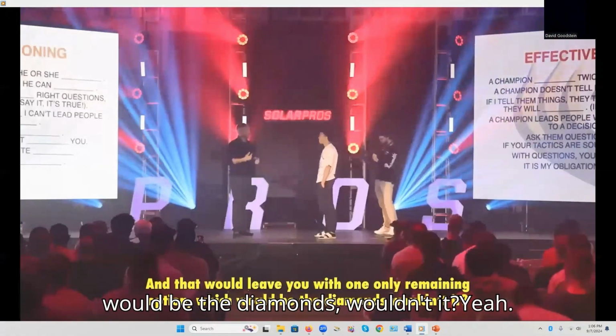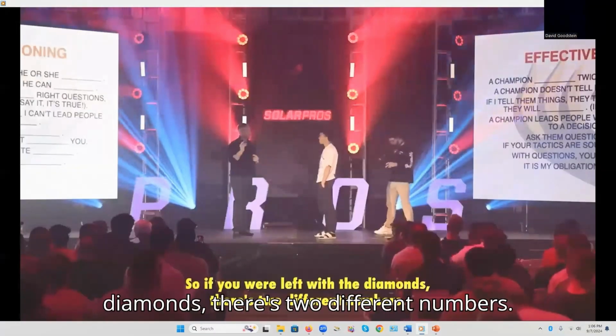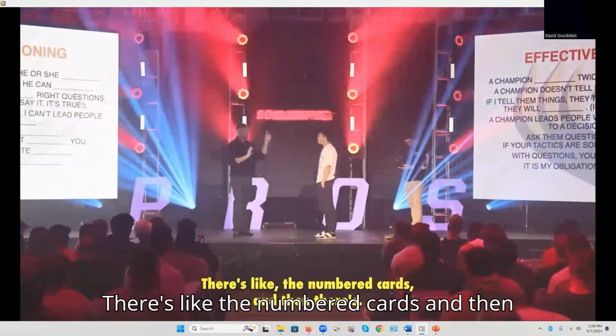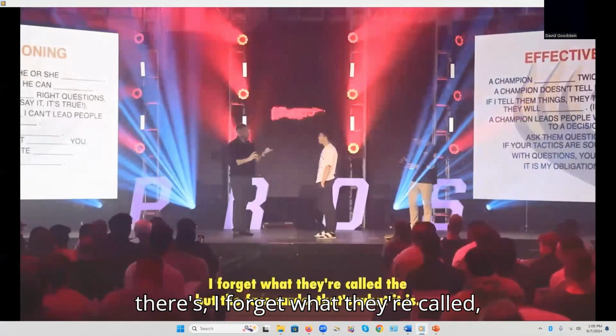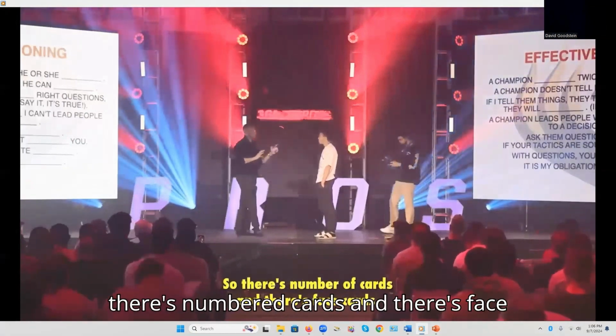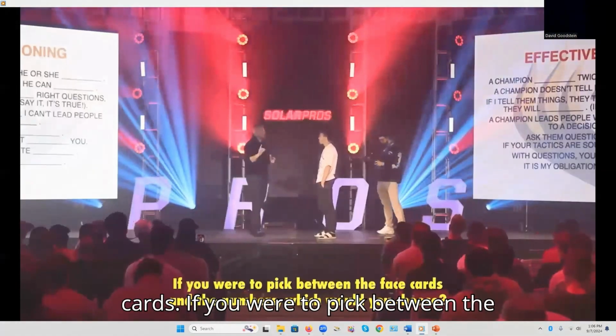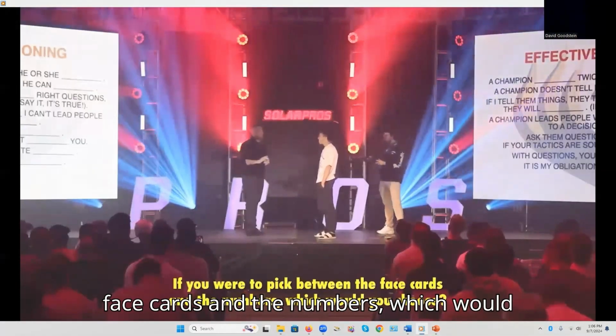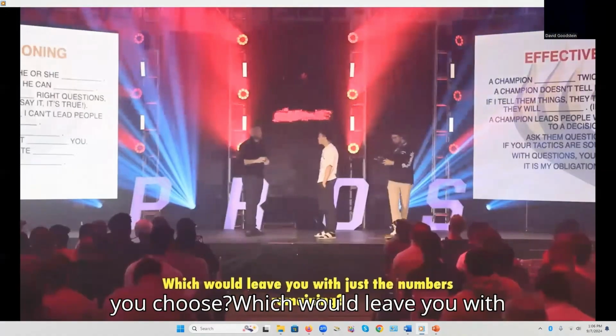Yeah. Okay, so if you were left with the diamonds, there's two different types. There's the numbered cards, and then there's, I forget what they're called, the face cards, that's what it is. So there's number cards and there's face cards. If you were to pick between the face cards and the numbers, which would you choose? Face cards. Which would leave you with just the numbers remaining.